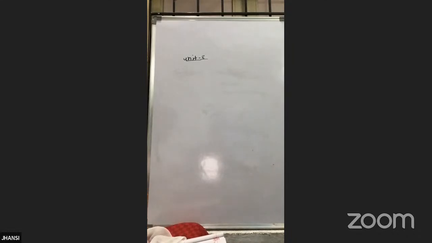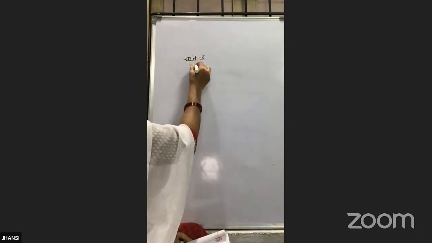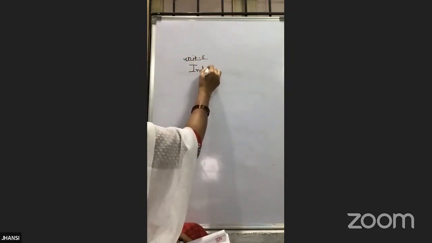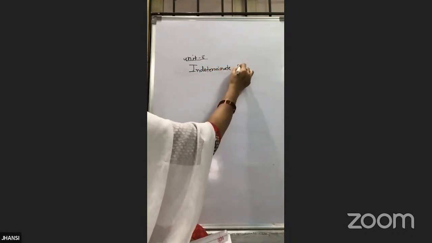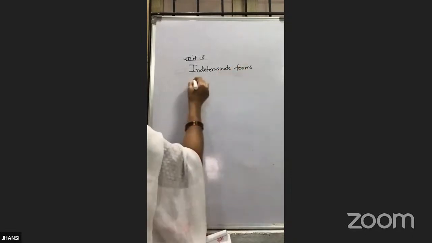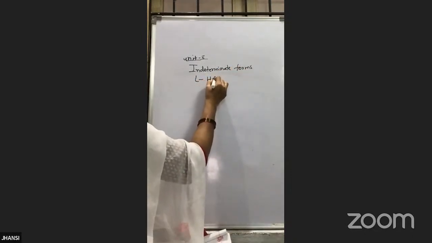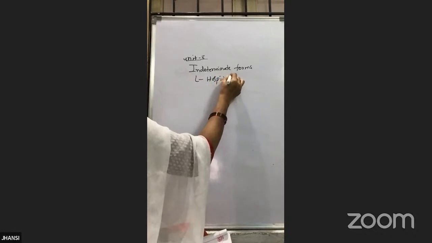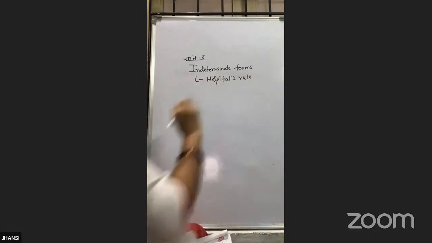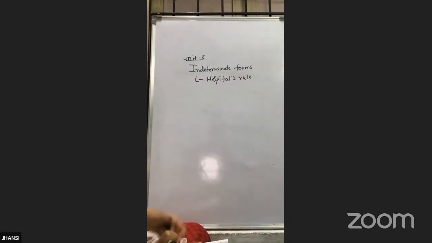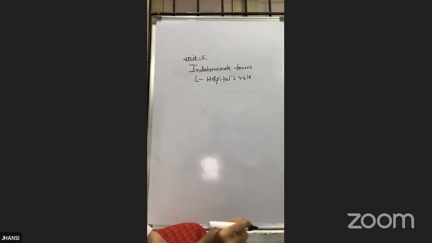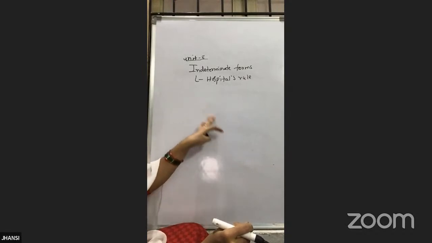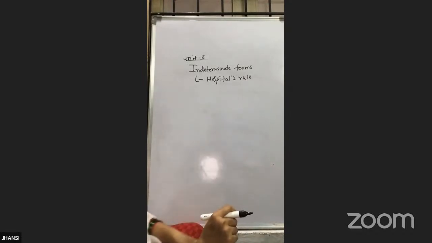So first, unit 8 is about indeterminate forms and the application of L'Hospital rule. This is an important unit. The main thing they will ask in the examination is: what are the indeterminate forms? If you remember that, you will get a compulsory 1 mark there.